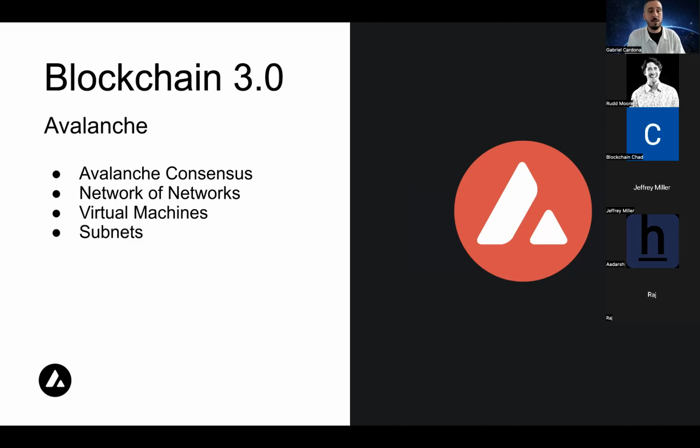And we'll also dig into virtual machines, what they are, how they fit into the Avalanche network. And then lastly, we'll discuss how Avalanche enables developers to spin up their own tailor-made networks with custom virtual machines and complex validator rule sets.